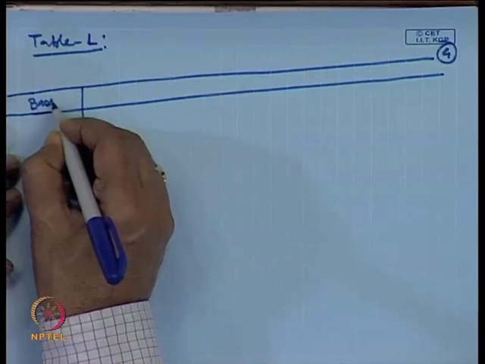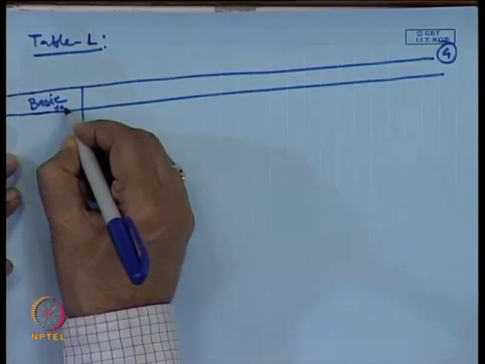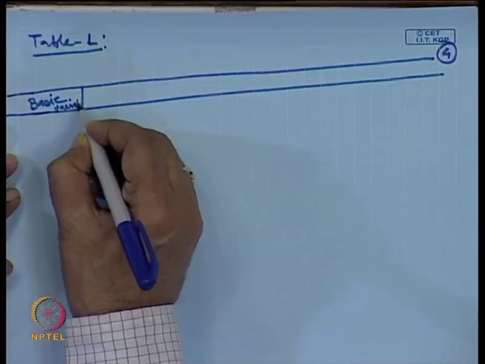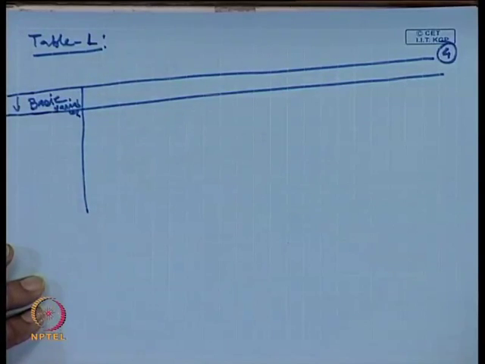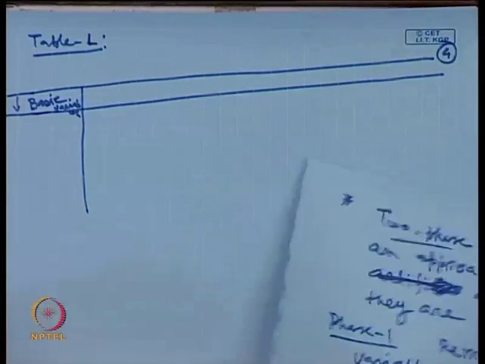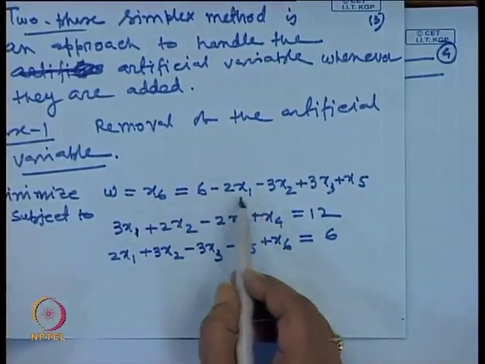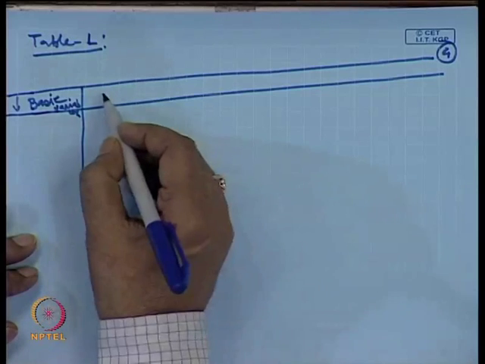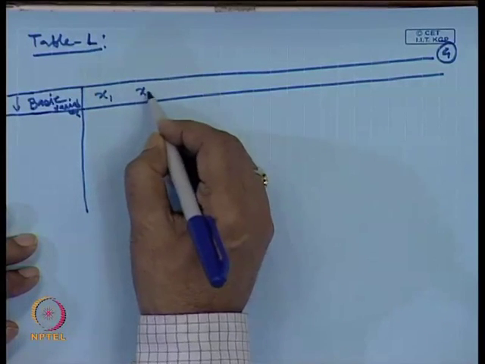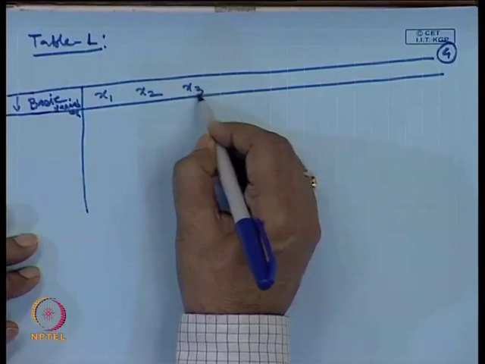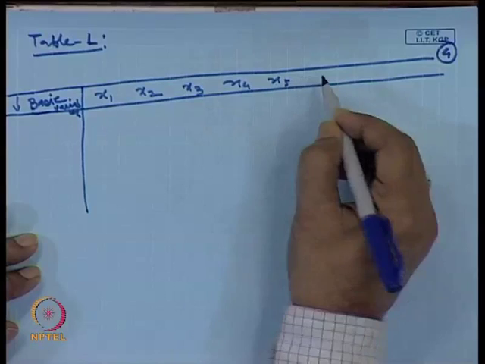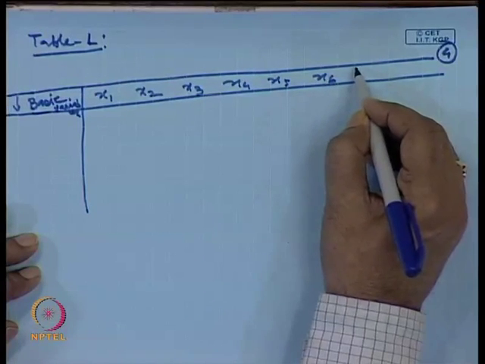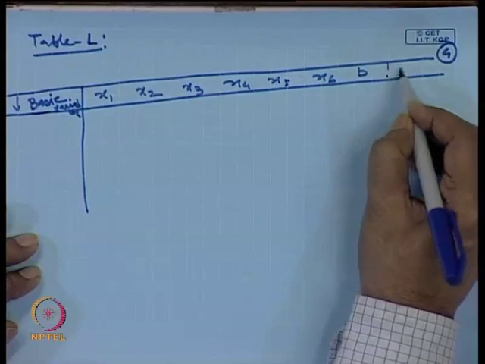Basic variables, this is the basic variables in these directions. Then how many variables are there? If you see in this equation, how many variables? x1, x2, dot, dot, x6. So 6 variables are there. So you write it x1, x2, x3, x4, x5, x6, then b, then ratio.